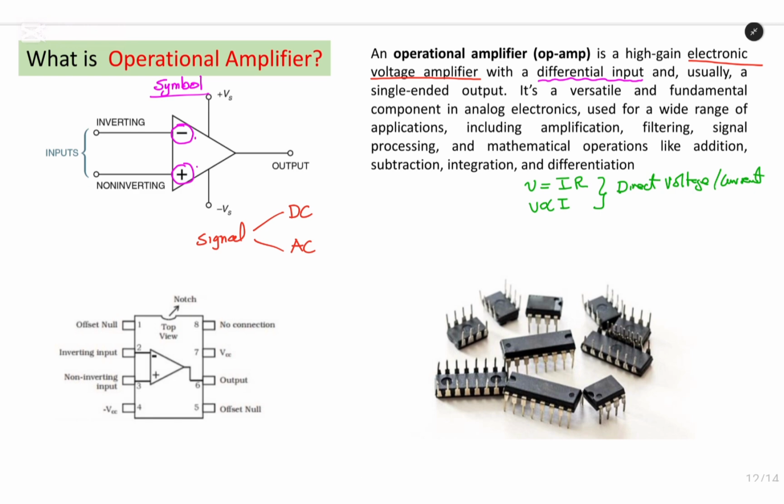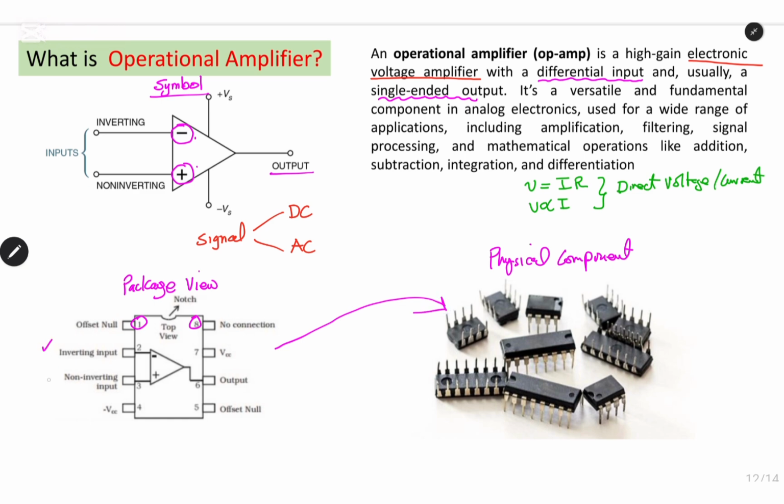So if you look at the package view, you can see the symbol inside the package of an amplifier, and it has a single-ended output. So we have only one output and two differential inputs. If you look at the package view, this 1 to 8 represents the pins of a chip. By looking at the physical component, we can see that it has 8 pins.